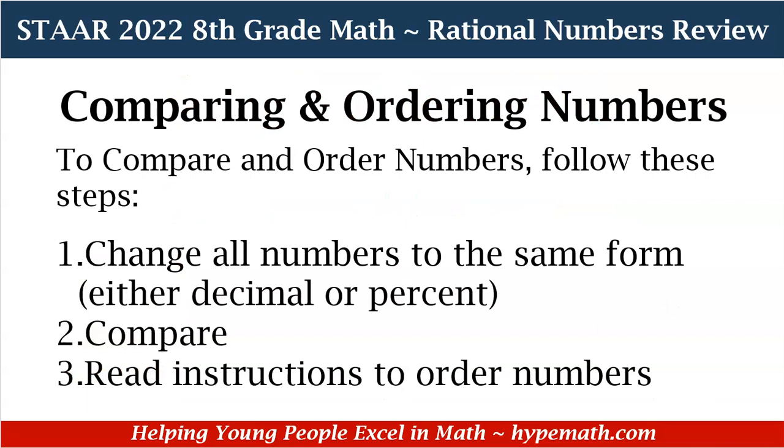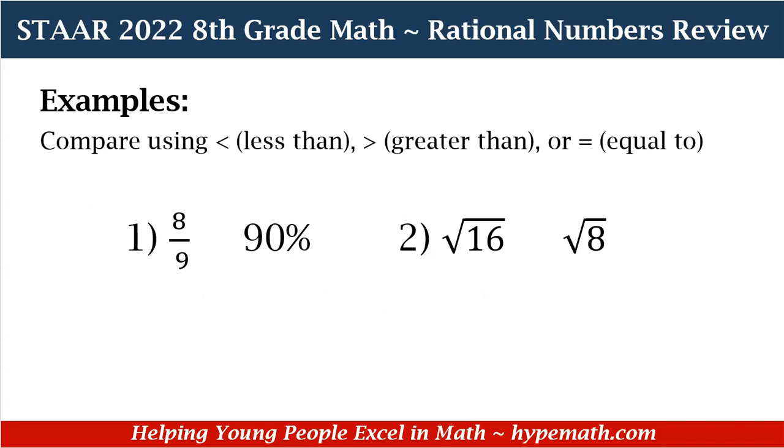So let's talk about comparing and ordering numbers. We need to follow these steps. Number 1, change all numbers to the same form, whether it's a decimal or percent. 2, we're going to compare the numbers, or we're going to read the instructions to order the numbers. Let's look at an example.